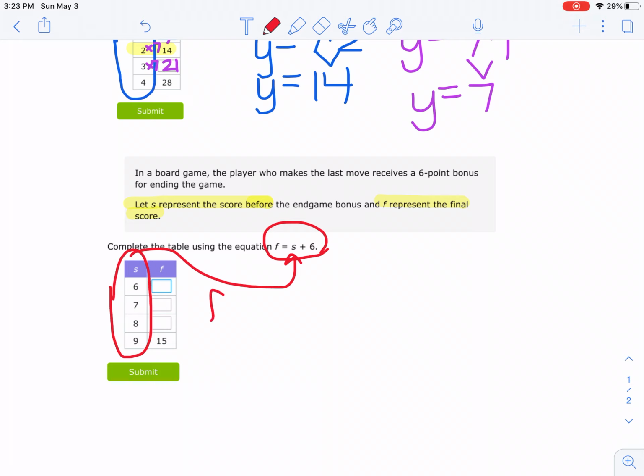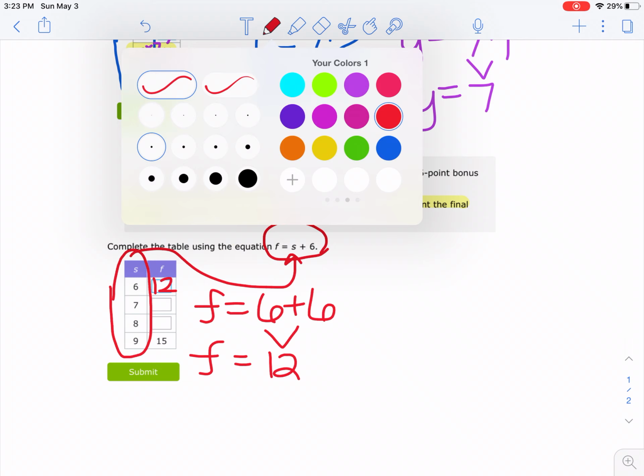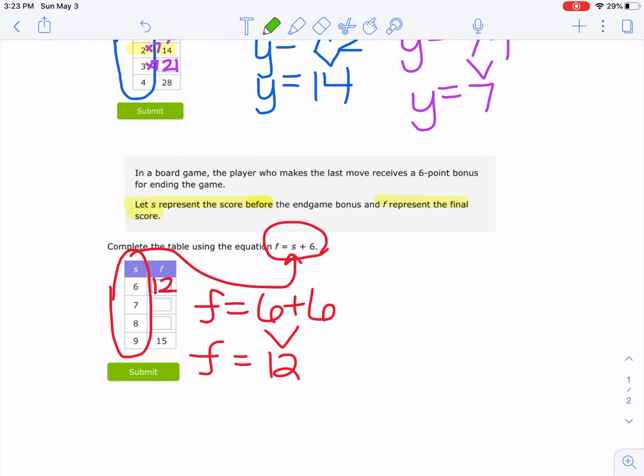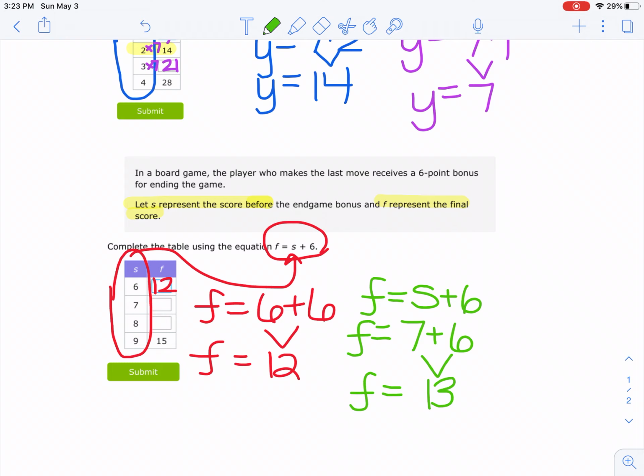So for the first one, I'll do it in red. F equals, well, if I replace the S with the number 6, it's going to be 6 plus 6 is, we'll do the math, 12. So this is going to be 12. I'll do a different color. I'm going to replace the letter S with the number 7. So F equals S plus 6. F equals 7 plus 6. Okay, I know 7 plus 6 is 13. So that would come here.